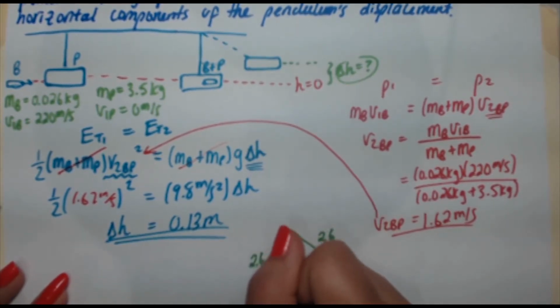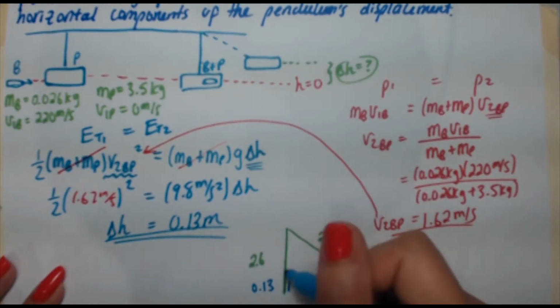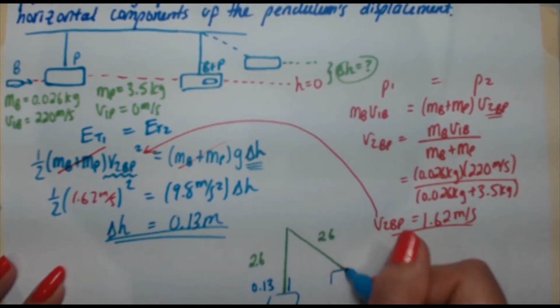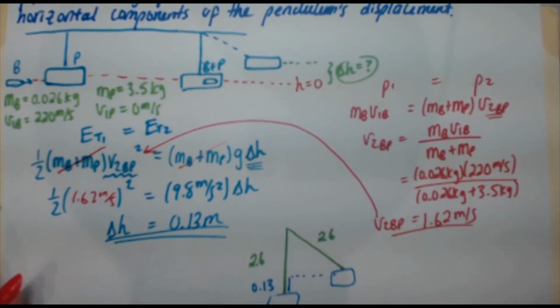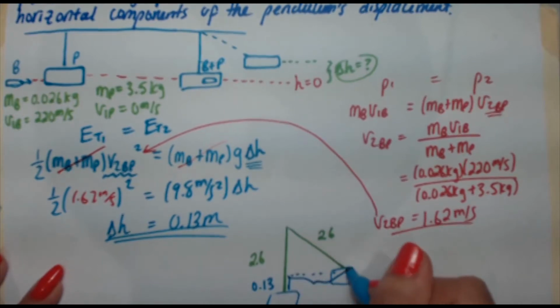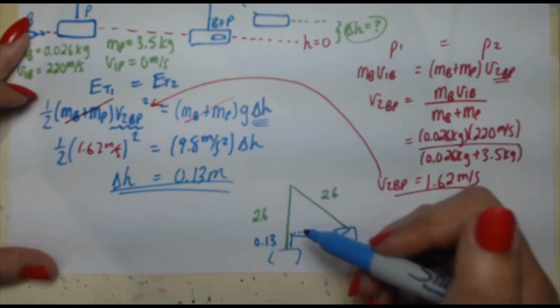So this is 0.13. It rises up to that point because you've got the block here and then the block here, right? It rises up to this point right here. So the horizontal displacement is going to be this right there. So what is that number?